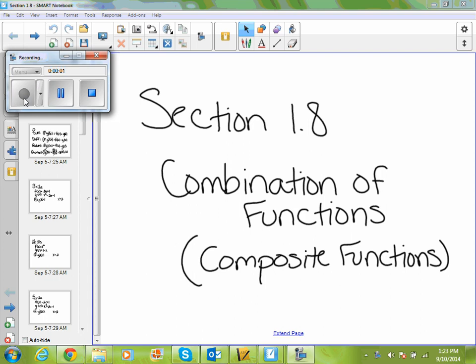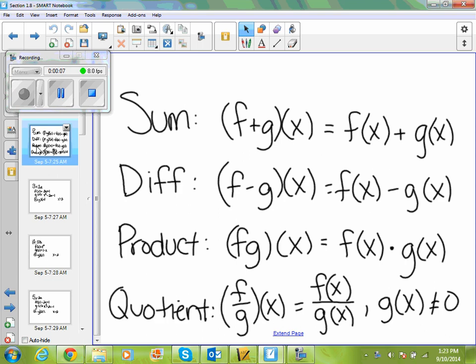Okay, so we're going to go over composition of functions and composite functions. There are 4 different kinds of composite function. You have your sum function, which is where you add your 2 functions together. You'll sometimes see it represented as f plus g of x, and all that means is f of x plus g of x, where you're adding them together.